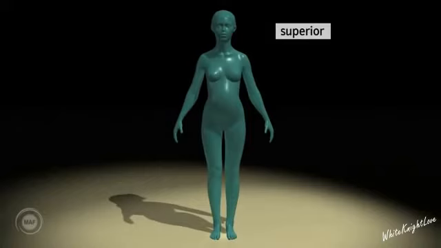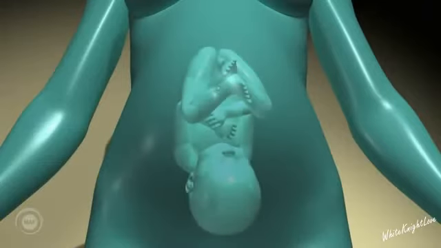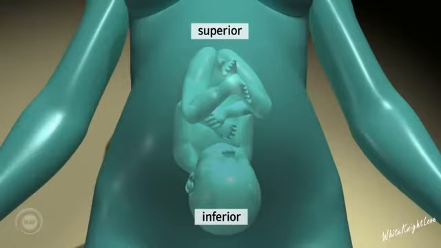Superior. This refers to the direction of the mother's head. Inferior. This refers to the direction of the mother's feet. For example, if scanning the uterus in the longitudinal plane, the superior part of the organ is the end towards the mother's head, and the inferior part is the end towards the mother's feet.